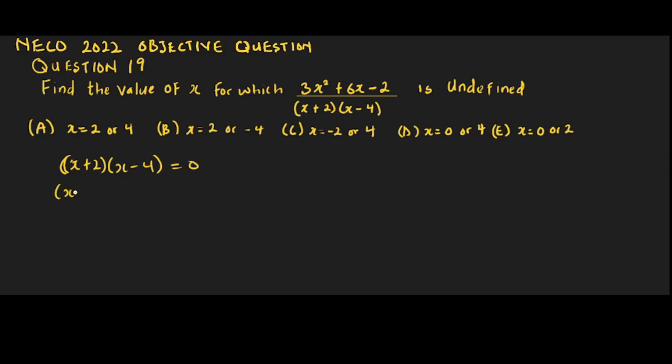Here we have x plus 2 is equal to 0 or x minus 4 is equal to 0. Here you have x equals minus 2 or x equals plus 4. So the values that are going to make this undefined are x equals minus 2 or x equals plus 4. That's option C.